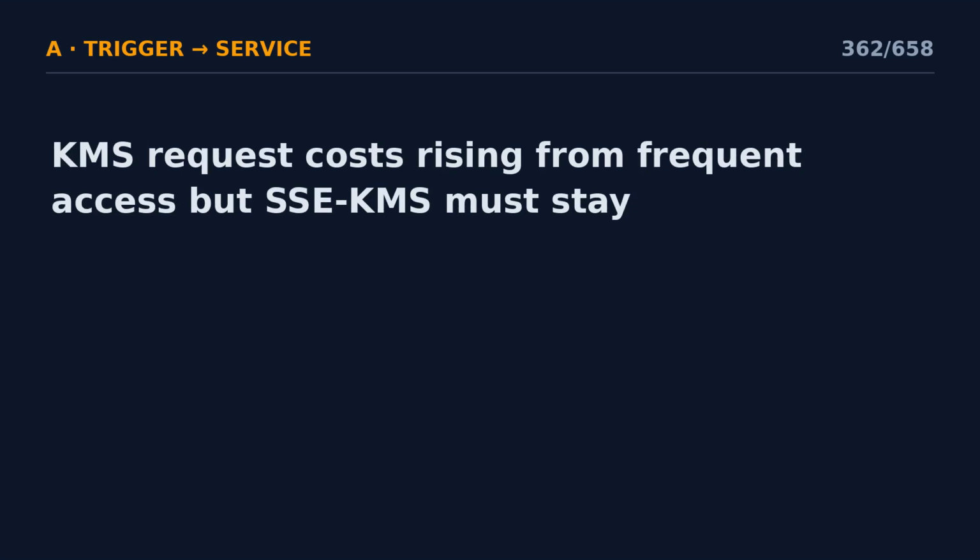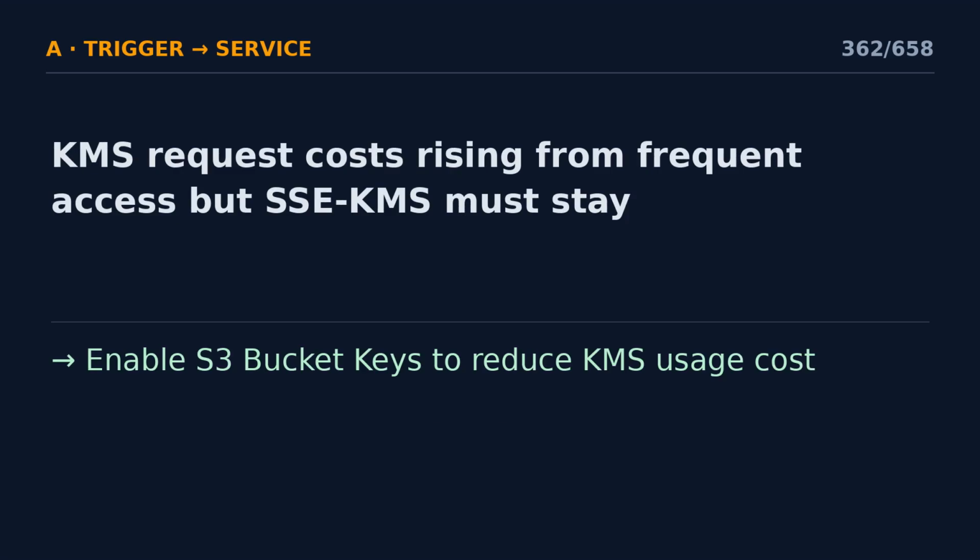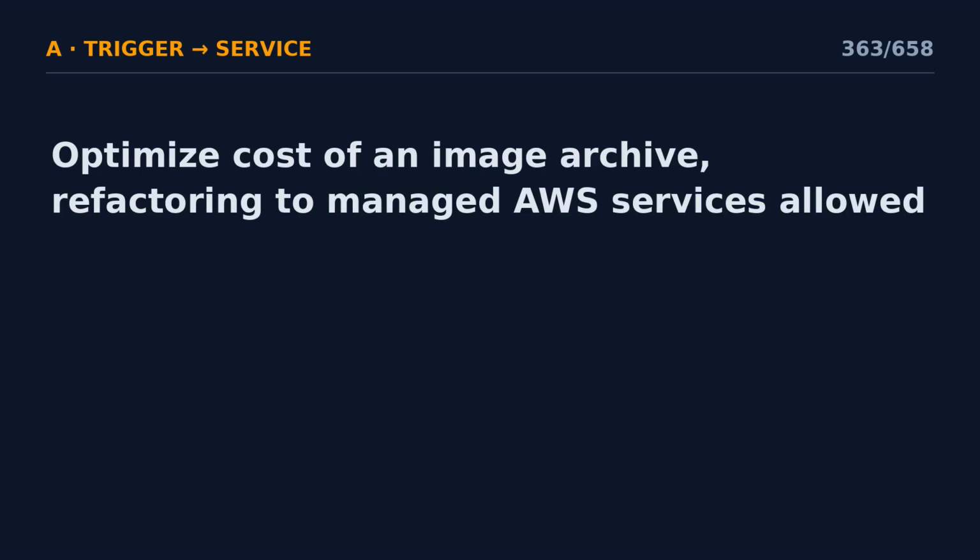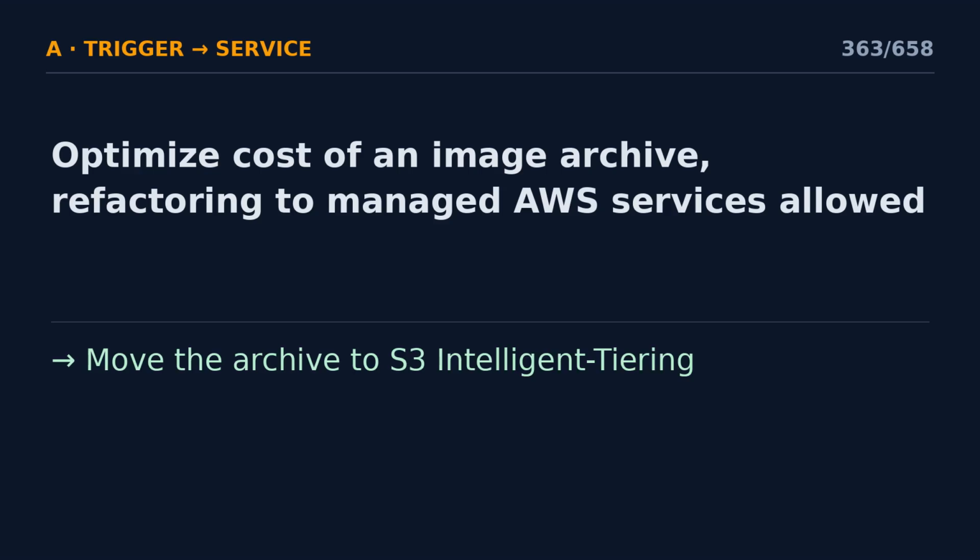KMS request costs rising from frequent access, but SSE-KMS must stay. Answer: Enable S3 Bucket Keys to reduce KMS usage cost. Optimize cost of an image archive, refactoring to managed AWS services allowed. Answer: Move the archive to S3 Intelligent-Tiering.